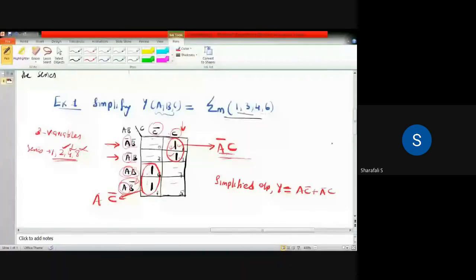What is the non-simplified form? That also we have to write. So the non-simplified form, or I can say the original form, or we can say the canonical expression.